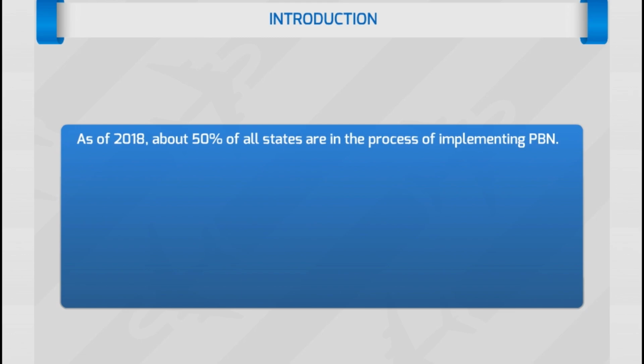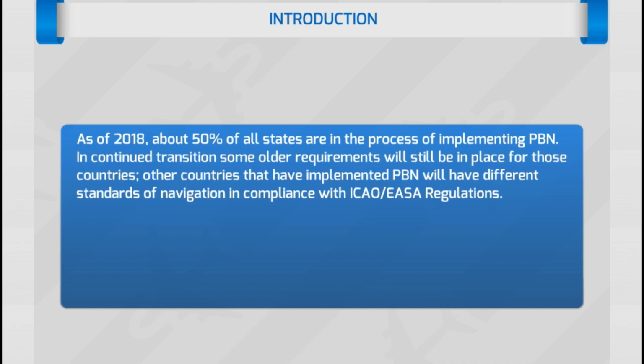As of 2018, about 50% of all states are in the process of implementing PBN. In continued transition, some older requirements will still be in place for those countries. Other countries that have implemented PBN will have different standards of navigation in compliance with ICAO ESA regulations. We will note this on applicable sections.